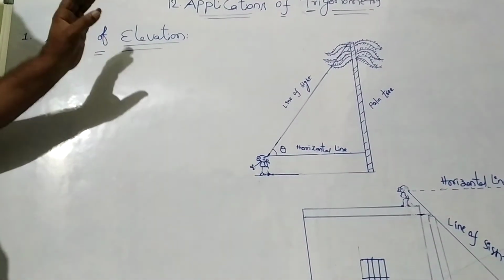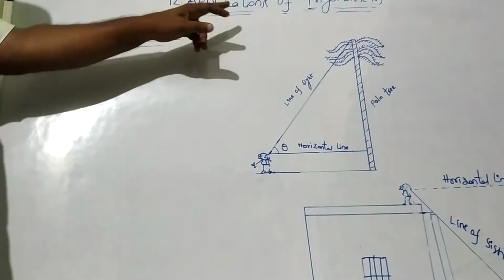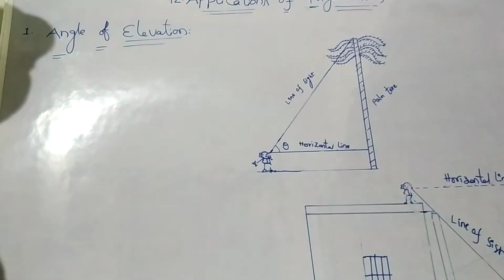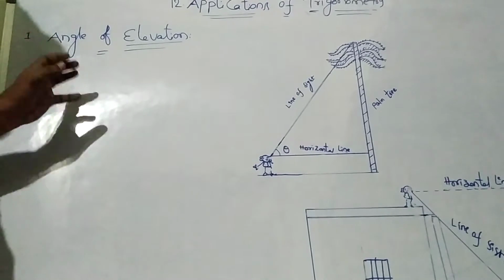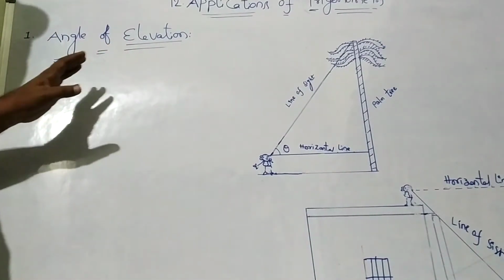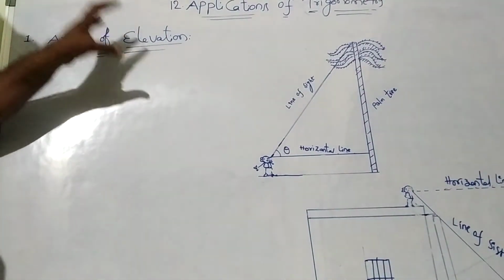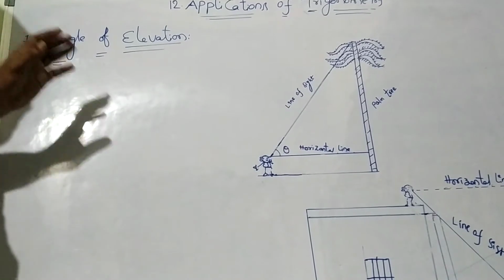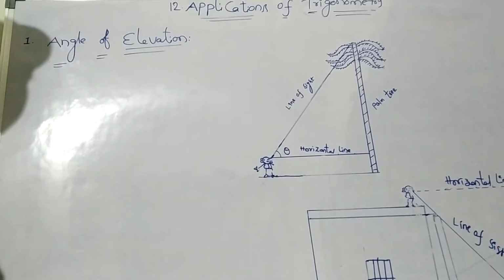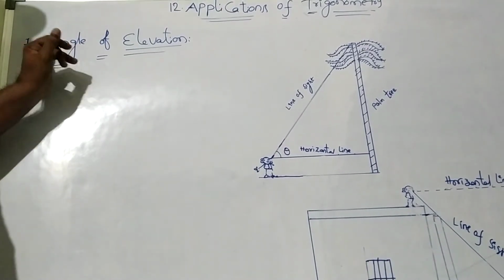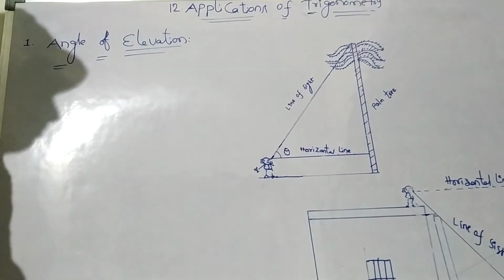Today I am going to explain the applications of trigonometry concept. Okay, so here two main definitions. The first one is angle of elevation and the second one is angle of depression. Okay, so we have to explain the angle of elevation first.